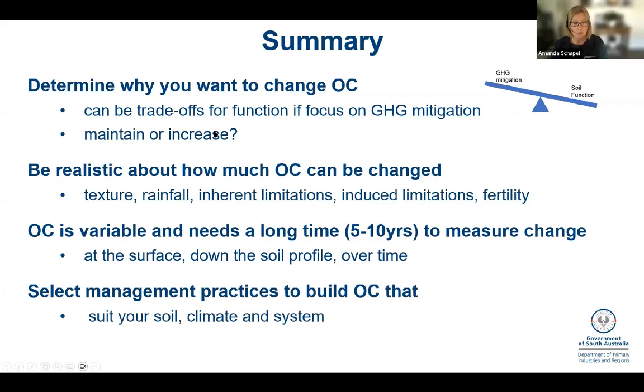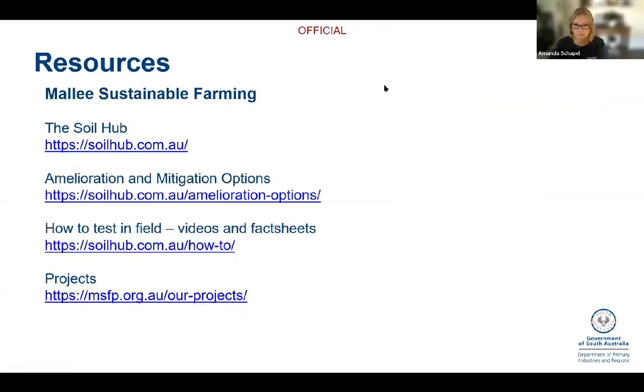Look at your soils, look for those soils that have a little bit more clay in there to be able to hold that carbon. So your loamier flat soils are probably your bonus. Be realistic about how much carbon can be changed. There are a lot of factors that go into what can change carbon. Utilise some of those benchmarks, those ideas, to get an idea of what range you might have. Carbon takes a long time to change, and really do look at selecting management practices that build carbon.